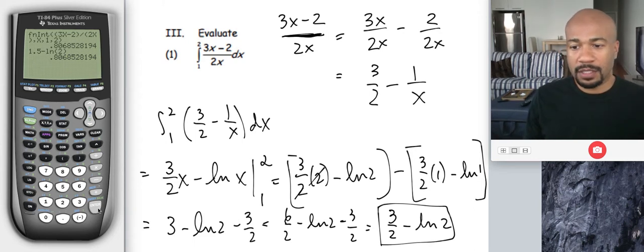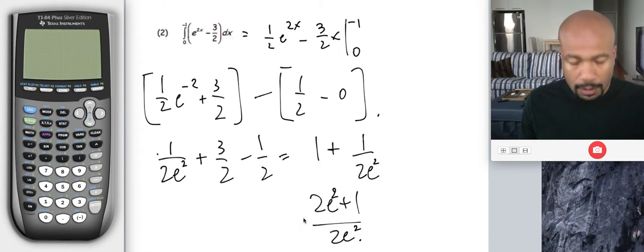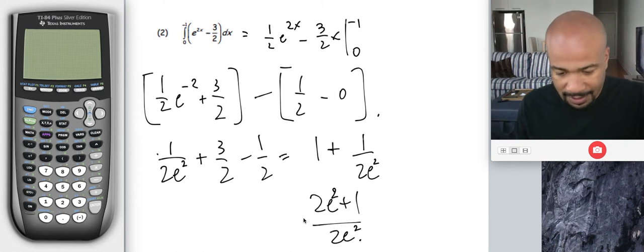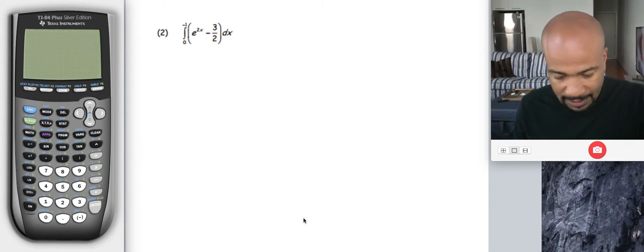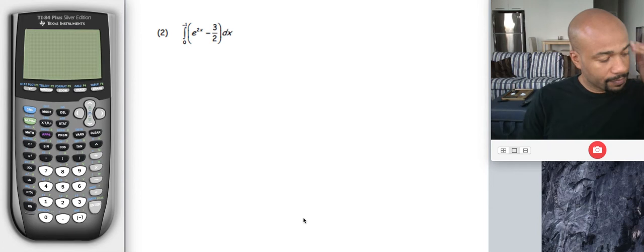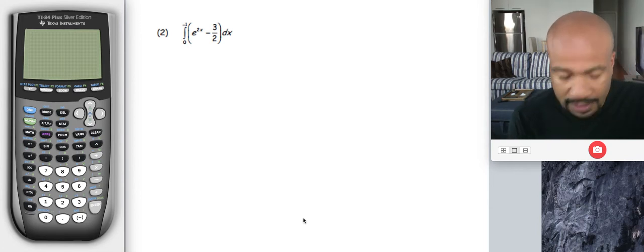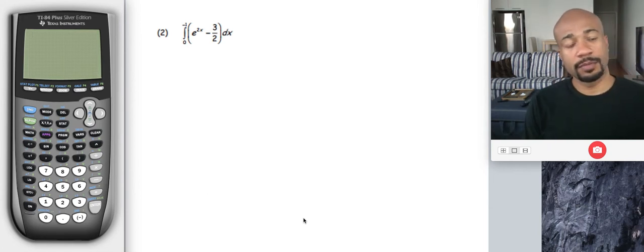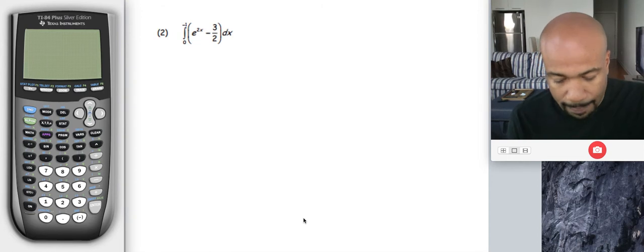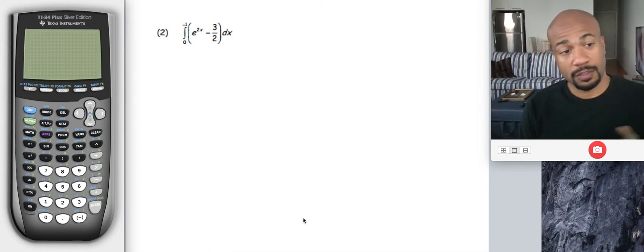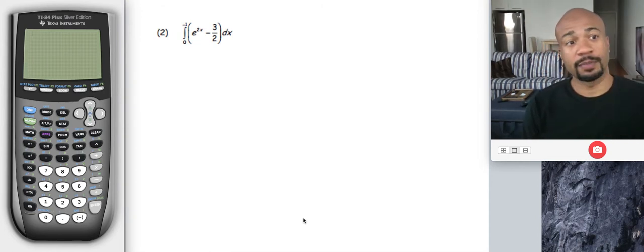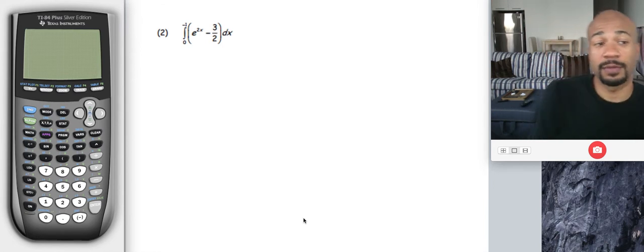All right, so let's go to the next one. Let me clear this. Oh, I already did it. Let me clear the ink. All right, so this one is also another definite integral. Again, this one I have no simplification, so I don't simplify it. I can't simplify what's inside.